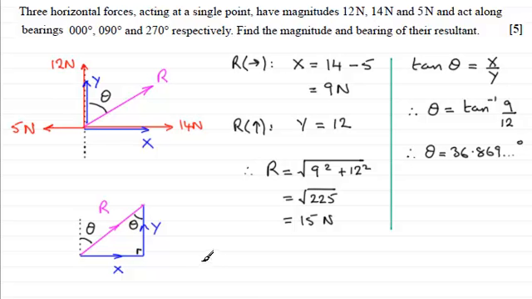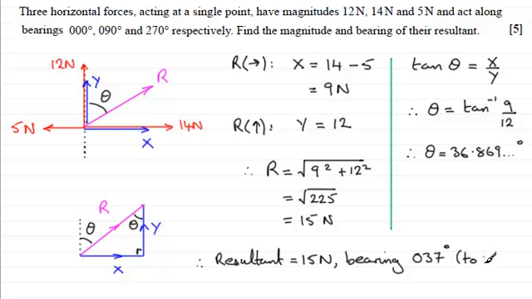So in summary, the resultant must be 15 newtons. And as for the bearing, if I give this as a three-figure bearing, it's going to be 037 degrees. That's the angle in here, and that is to the nearest degree.